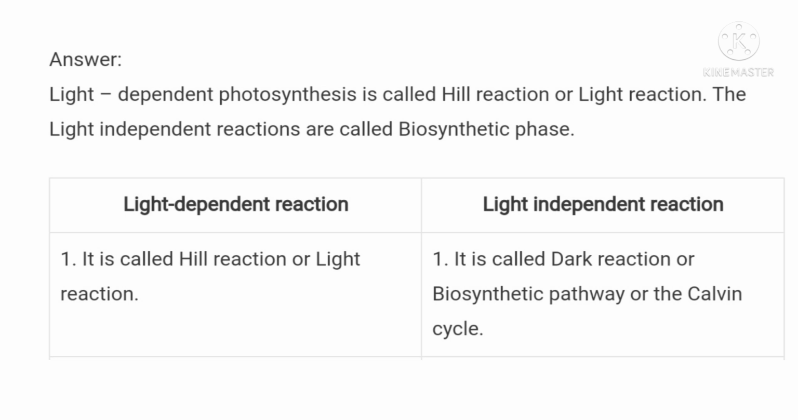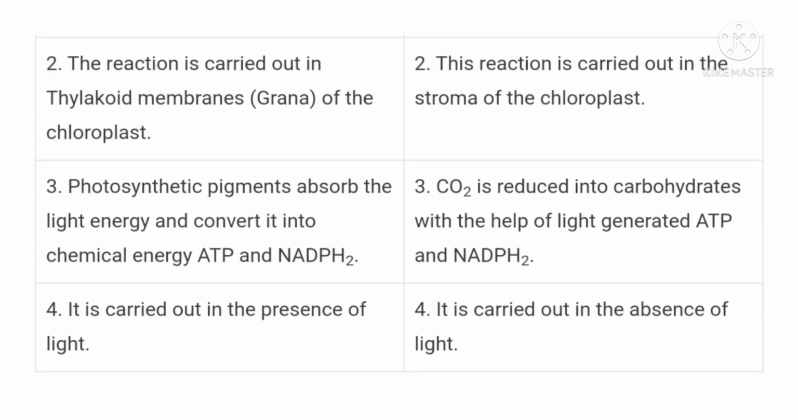Light dependent reaction, light independent reaction. Light dependent reaction is called Hill reaction or light reaction. Light independent reaction is called dark reaction or biosynthetic pathway or the Calvin cycle. The light dependent reaction is carried out in thylakoid membranes of the chloroplast. Light independent reaction is carried out in the stroma of the chloroplast.